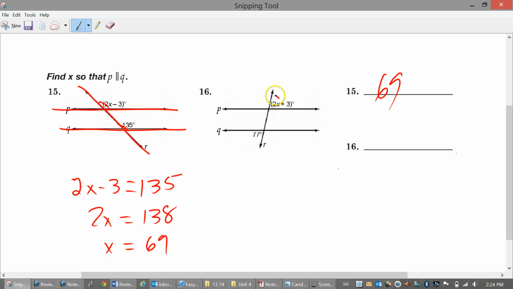And then on 16, those are alternate exterior angles. Alternate exterior angles are again congruent. So we just say that they're congruent. Divide by 2, 37.